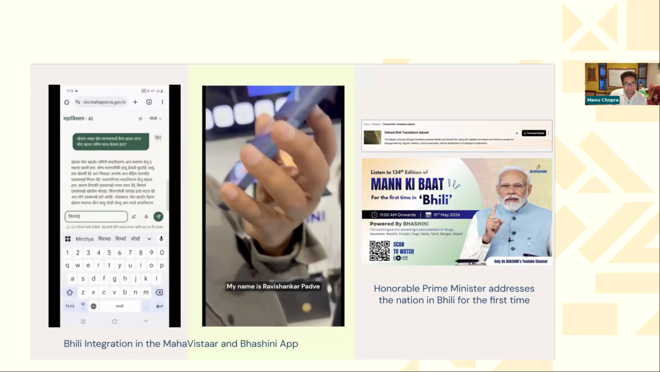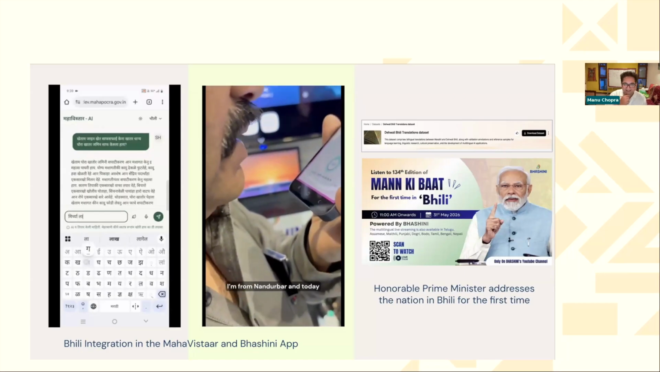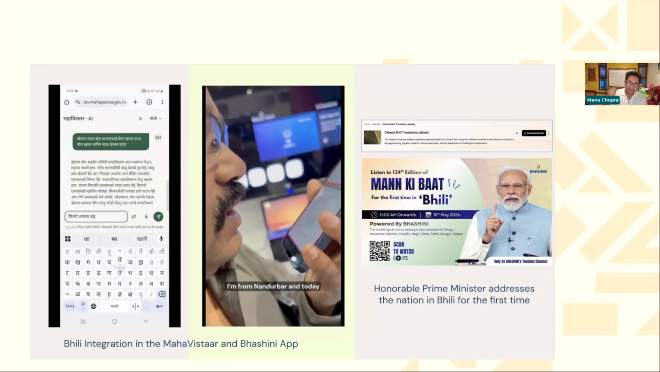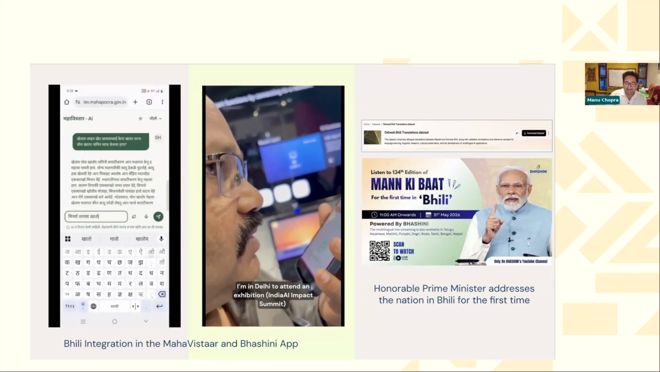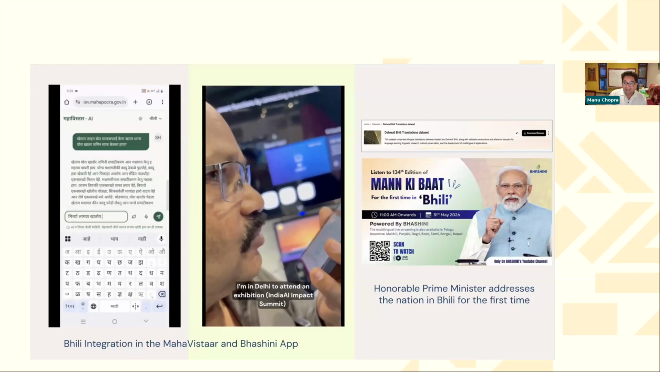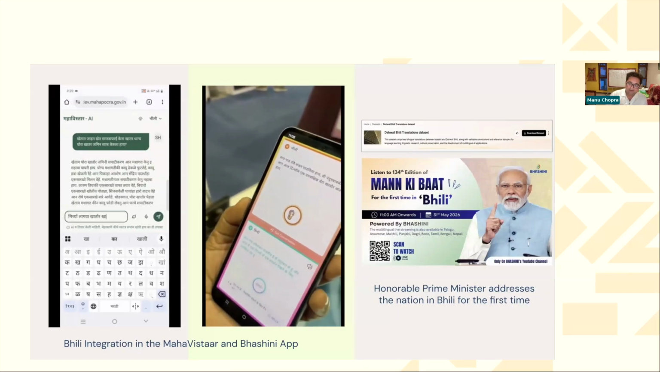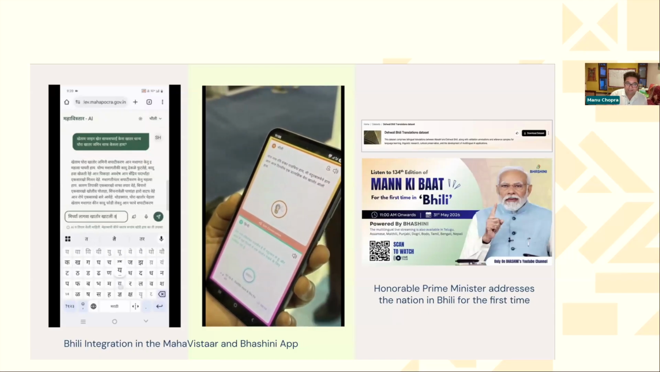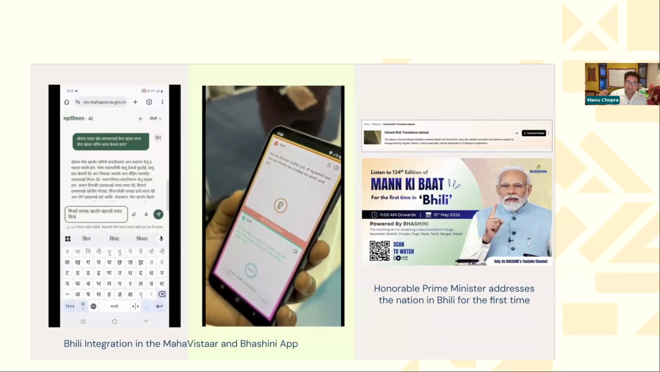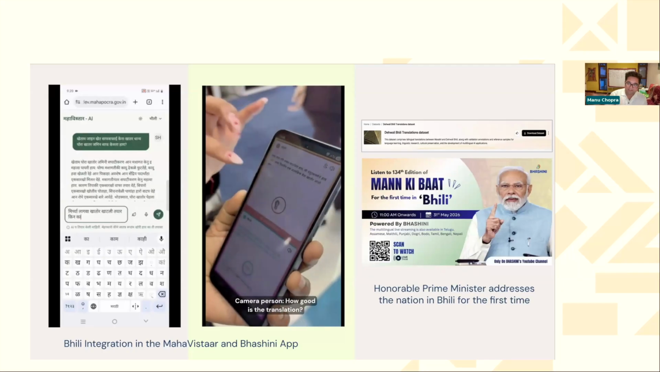It was also integrated into the Bhashini app. So you can actually see here someone from Nandurbar speaking to the system and getting advice back in their own language. And to us, one of the most heartening things was the Honorable Prime Minister of India was able to address the nation in Bhili for the very first time using the model and the language system that all of us built together.